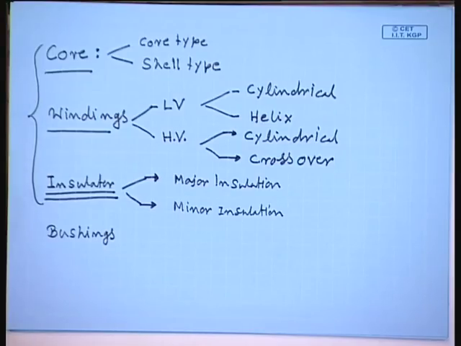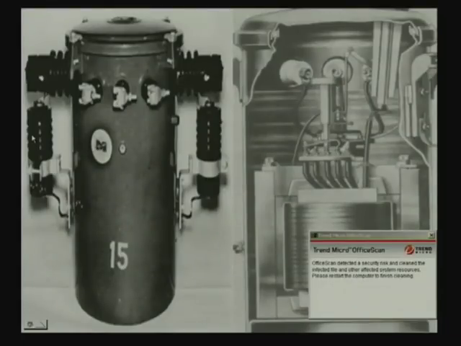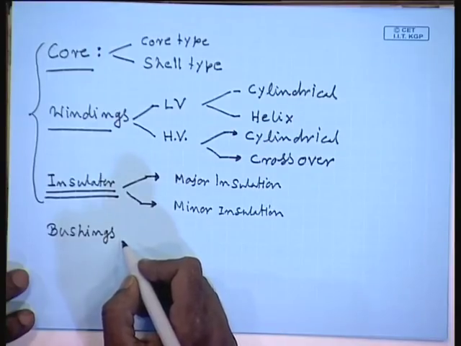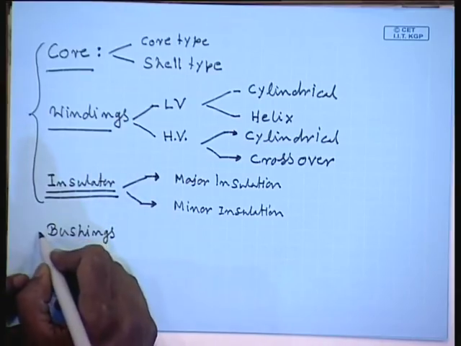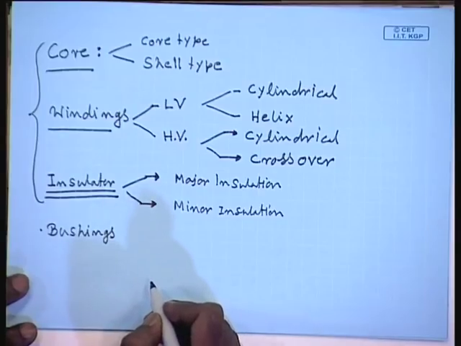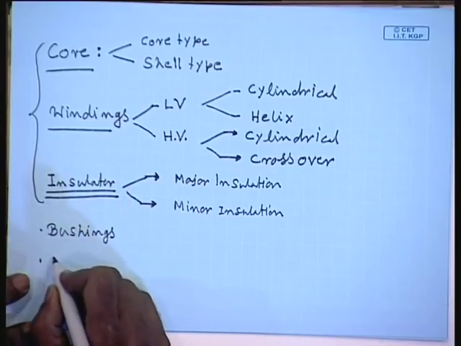The bushings are these protruding elements through which external connection is made to the transformer. These are usually porcelain cylinders, hollow porcelain cylinders with disc shapes through which the connecting conductors are placed. They can be for high voltage, they can be oil filled, or they can be of capacitor type. So, bushing is provided for external connection, and then cooling arrangement.